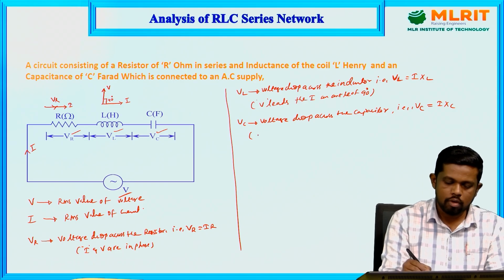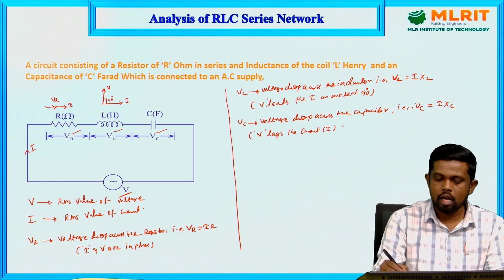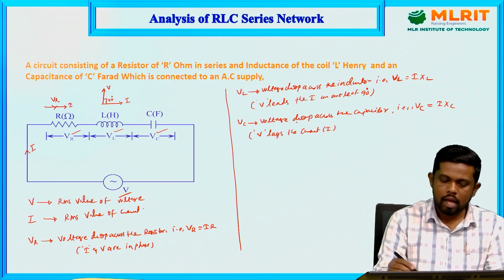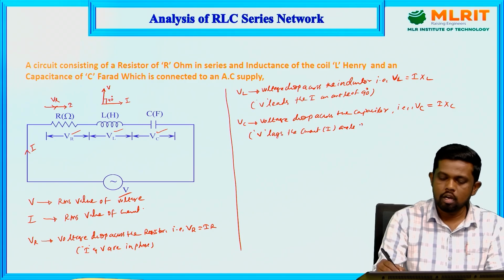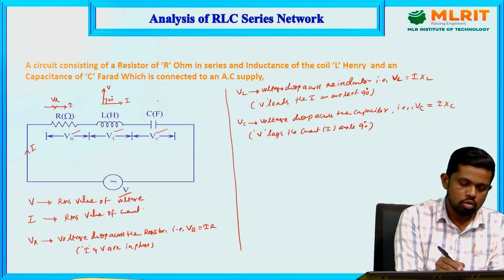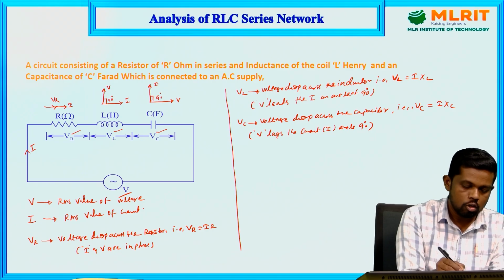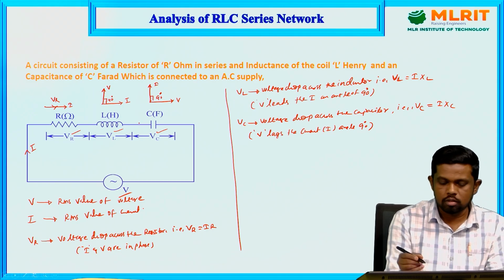Here the voltage always lags the current, that is, capital I, by an angle of 90 degrees. So for the phasor diagram of the capacitor, this is the voltage of the capacitor, V. The current always leads, that is I, by 90 degrees. So this is the phasor representation of the pure capacitor case.